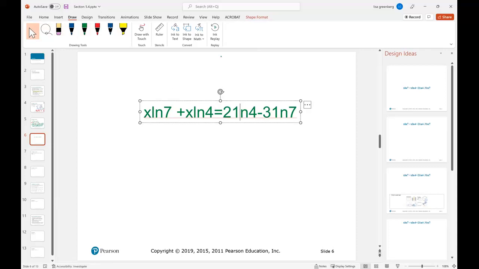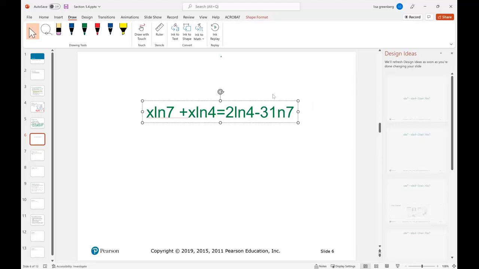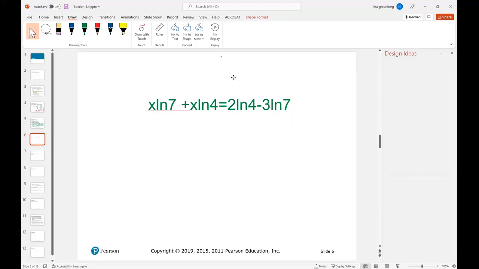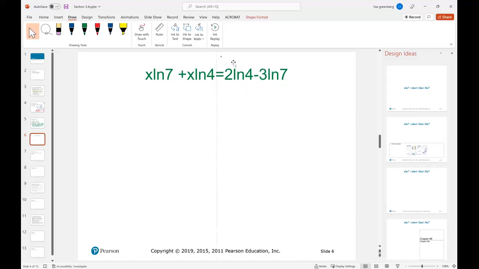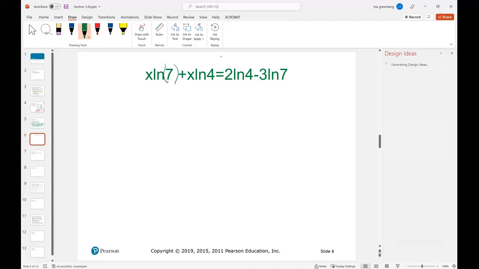Let me change this to an ln, and this to an ln. And let me just make sure that this is correct. So I have x ln of 7 plus x ln of 4 equals 2 ln of 4 minus 3 ln of 7. Okay, perfect. So that's where we're going to start. Okay, and these are all in parentheses.